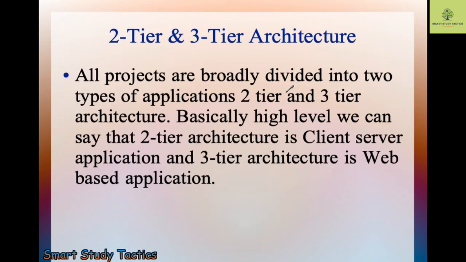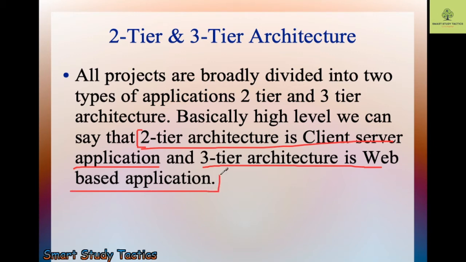Here is a small word for you. When we talk about two tier architecture and three tier architecture, we have seen this in general life. I will tell you with an example, but first we have to understand what two tier is. Two tier architecture is a client server application. These lines you have to remember. Two tier architecture is a client server application and three tier architecture is a web based application. Make sure you remember, you will get these words again and again.